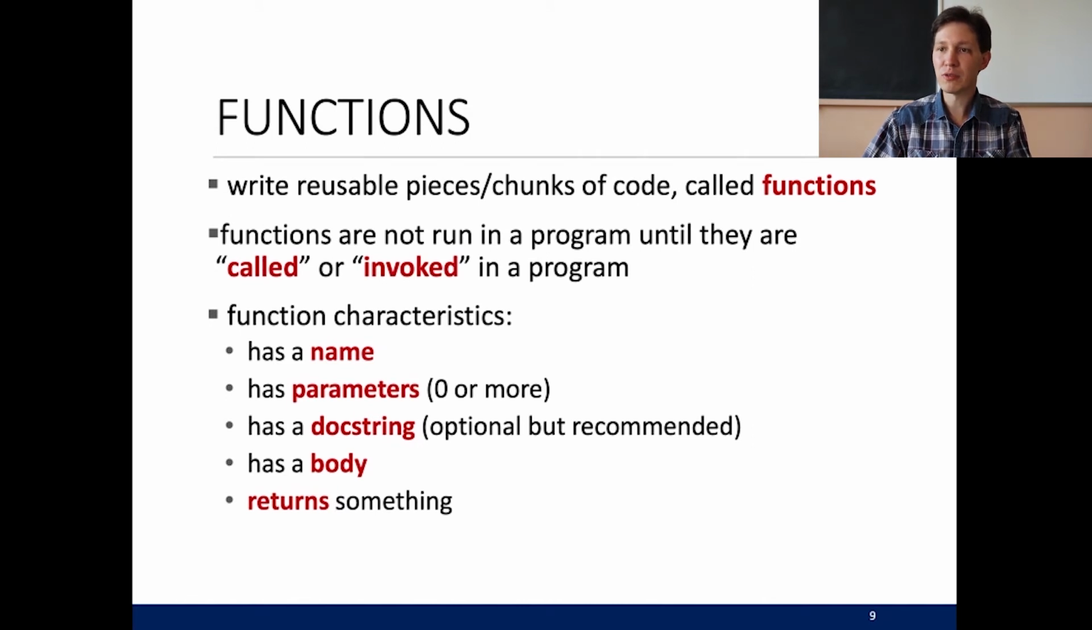So, how can we create a function in Python? First, think of it as a piece or chunk of code which can be reused. This is done by calling, or in other words, invoking a function in your program. Let's see by example what parts a function consists of.